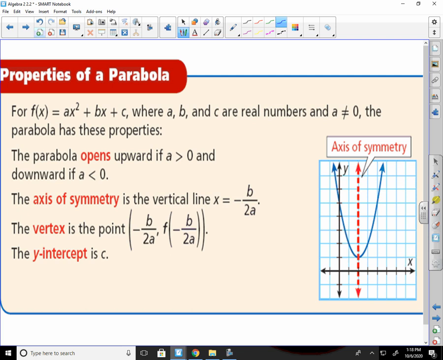So the x value is just your axis of symmetry, and your y value is what you get if you plug that axis of symmetry in. And then our y-intercept is c. So I can use these details to graph any quadratic function.